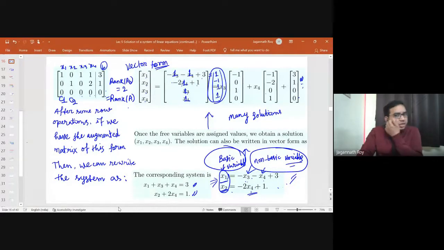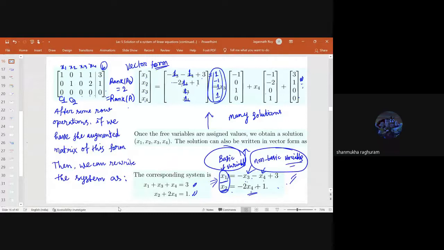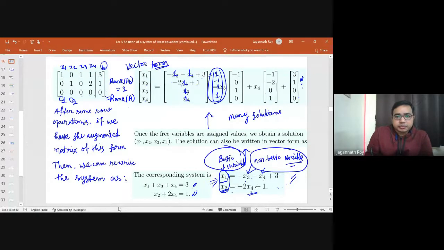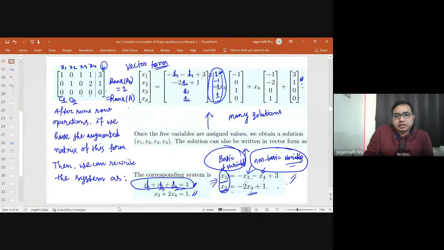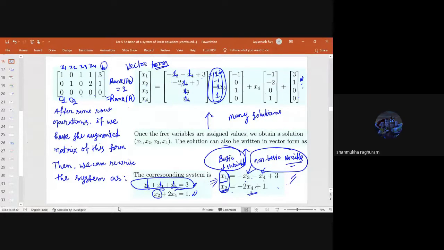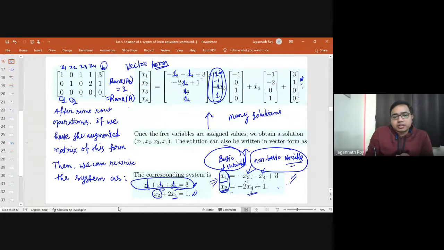I have not shown the system; I wanted to explain the concept of free variables. Whether this will satisfy these equations, try it. x3 is 1, x4 is also 1. So 1 plus 1 plus 1 is 3. Satisfied. Yes, sir. Okay, and this is also 2 times 1. Sorry, x2 is -1. So this is -1 and 2, and 2 minus 1 is 1.